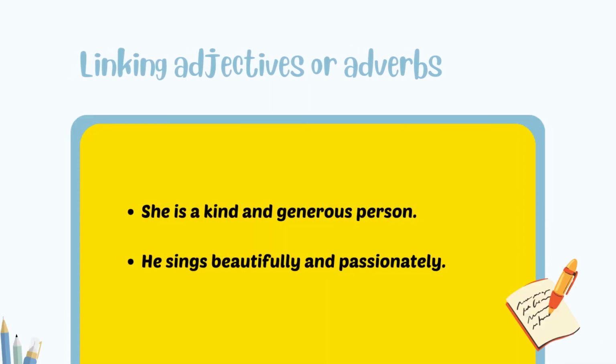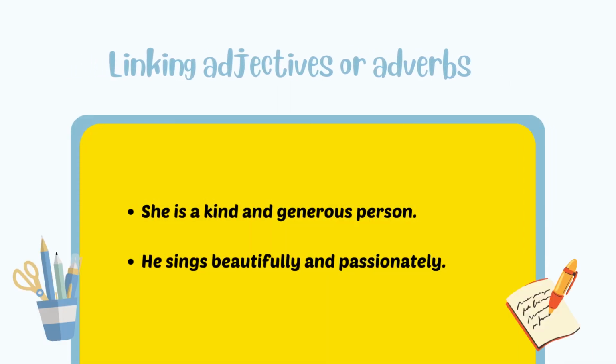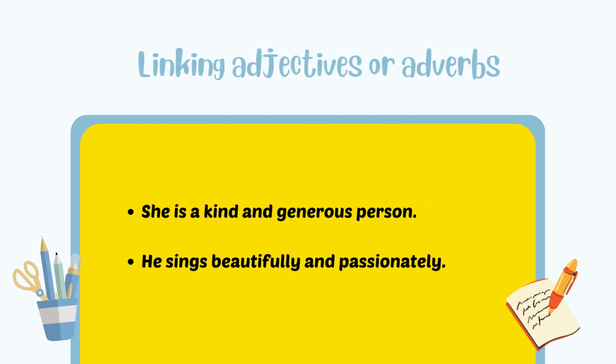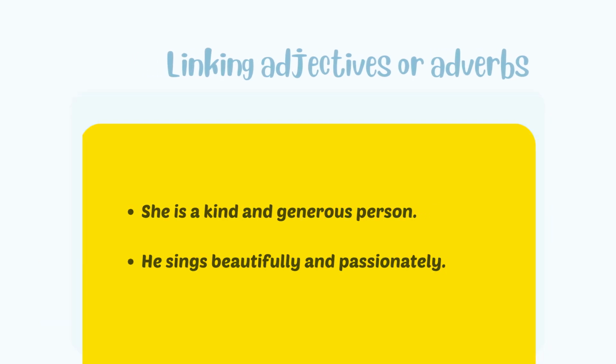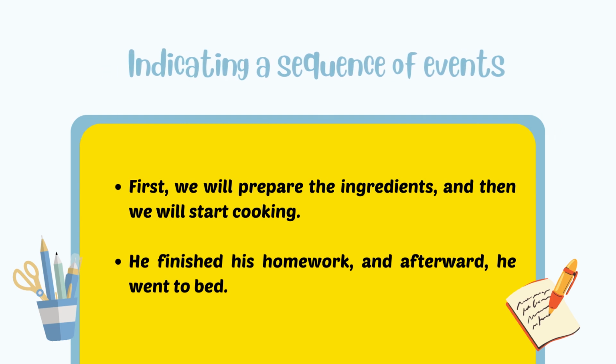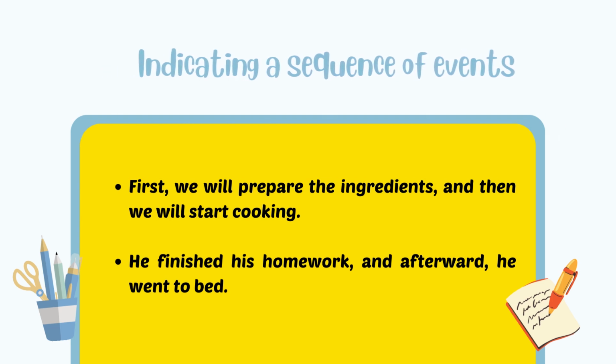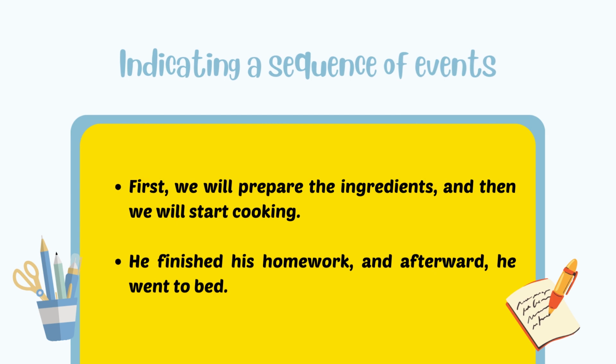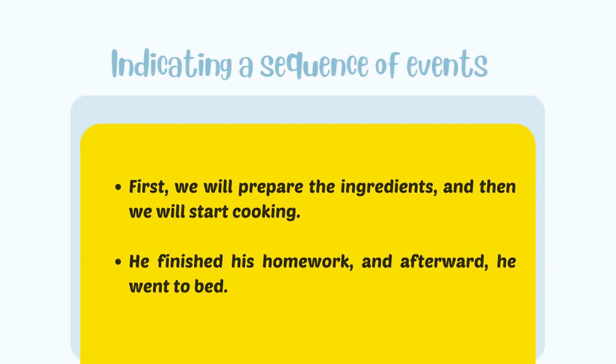Linking adjectives or adverbs. She is a kind and generous person. He sings beautifully and passionately. Indicating a sequence of events. First, we will prepare the ingredients, and then we will start cooking. He finished his homework, and afterward, he went to bed.